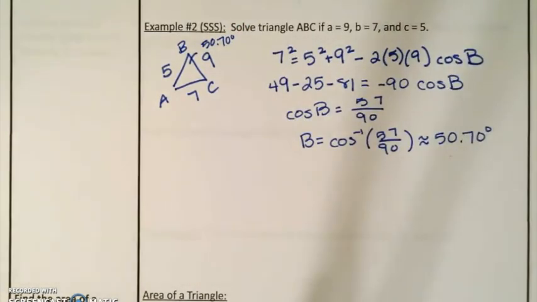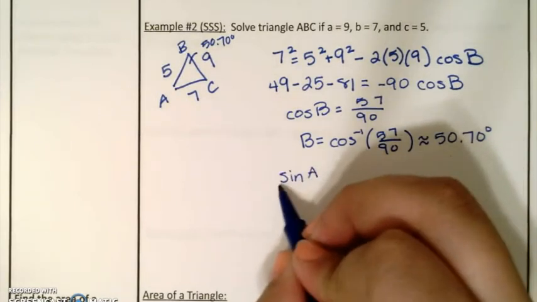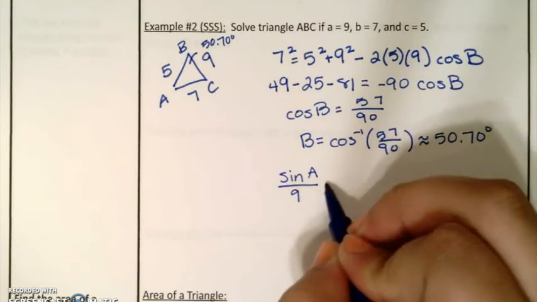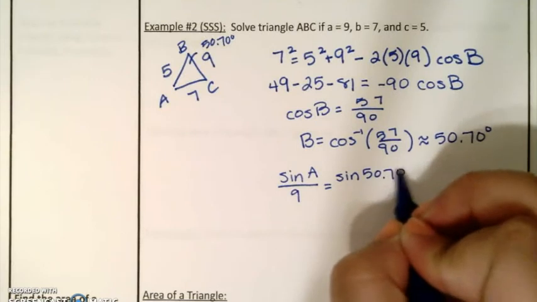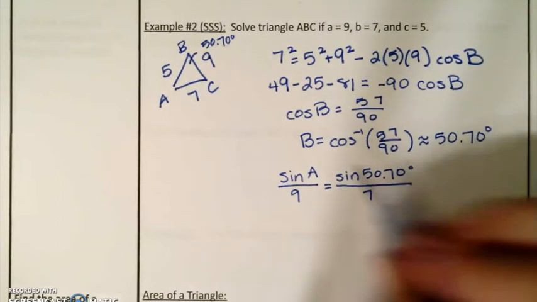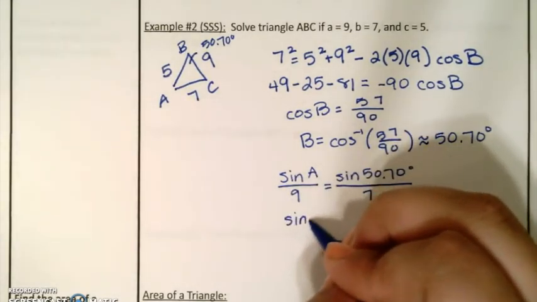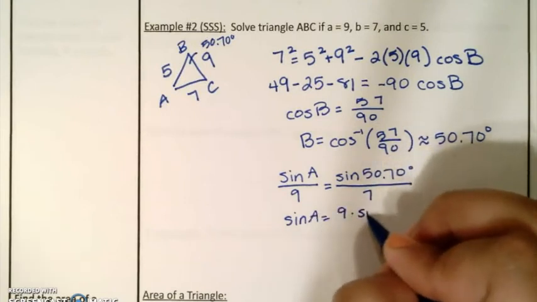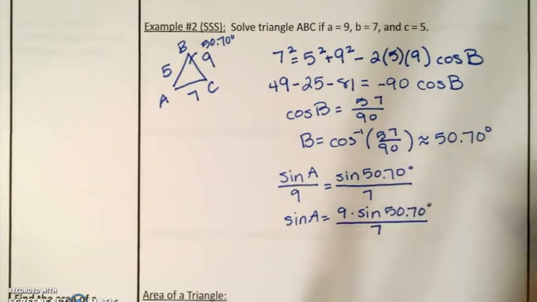Now from here we can use the law of cosines again, or we can use the law of sines. I prefer the law of sines, so we can set it up that sine of A divided by 9 equals sine of 50.70 degrees divided by 7. Solving for sine of A, multiply both sides by 9. Sine of A equals 9 times sine of 50.70 degrees divided by 7.